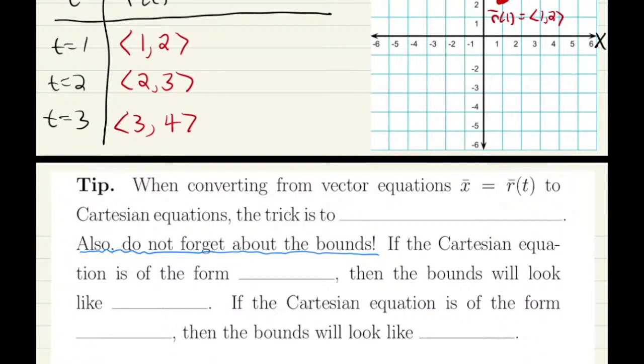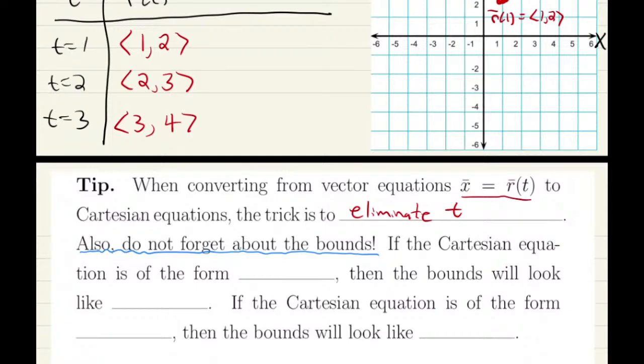Here's a tip for you. When converting from vector equations, which look like this, to Cartesian equations, which are in terms of x and y, the trick is to eliminate t. You can do this by getting t in terms of x or getting t in terms of y. Eliminate t. Only have x's and y's in your equation. That's the Cartesian equation, okay?